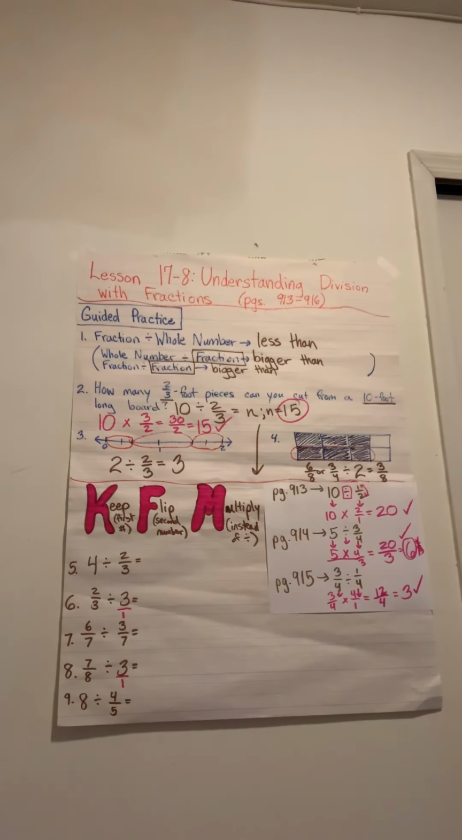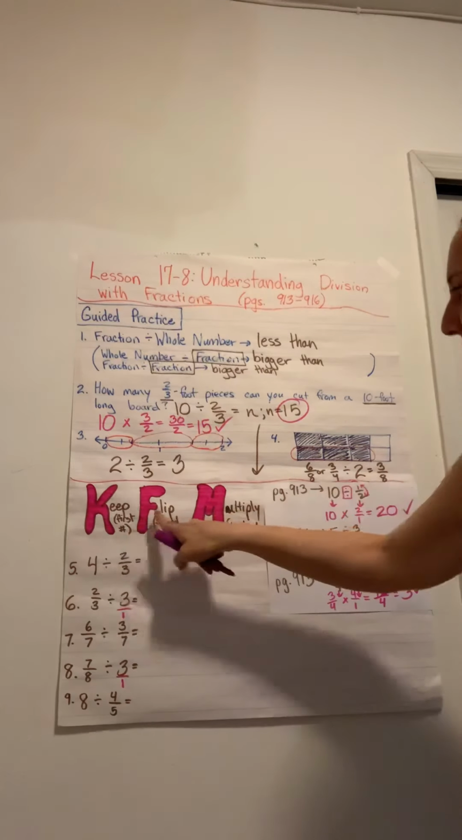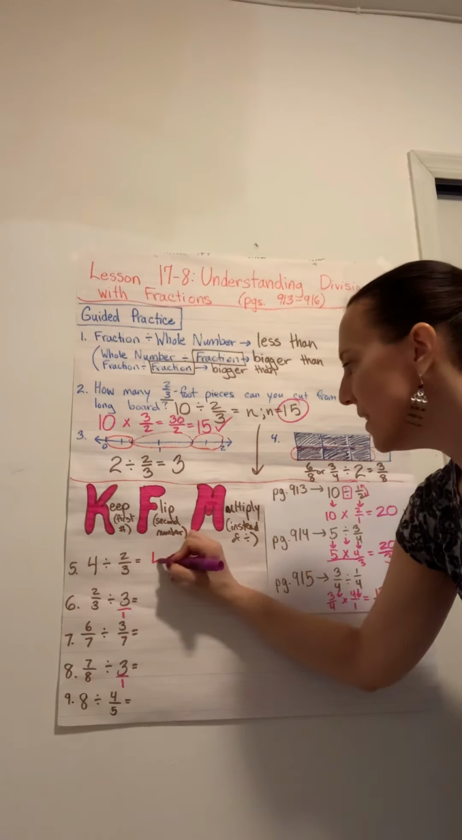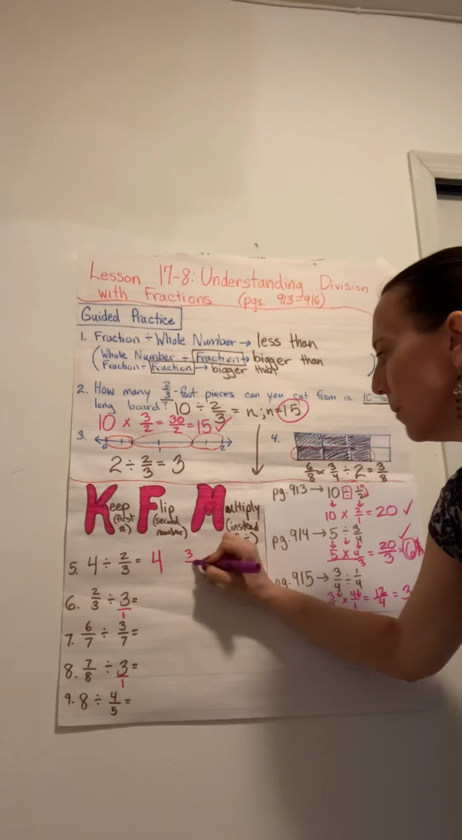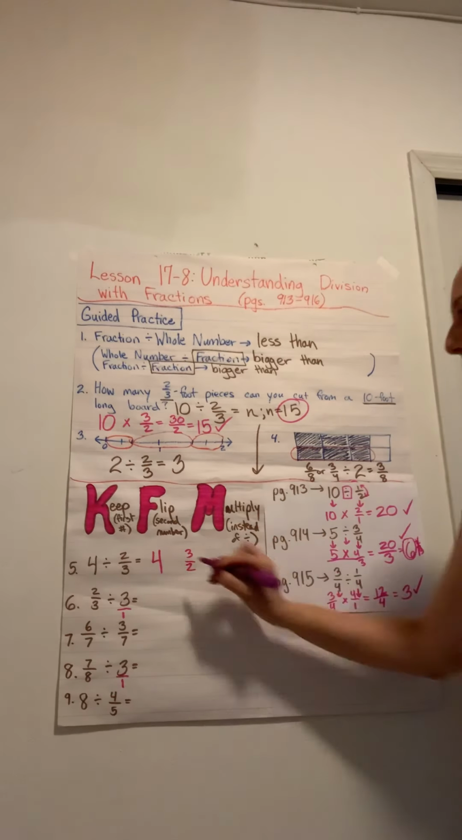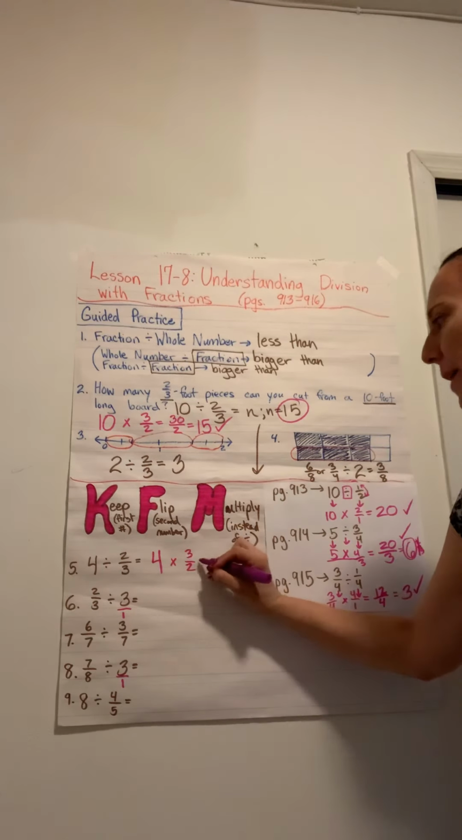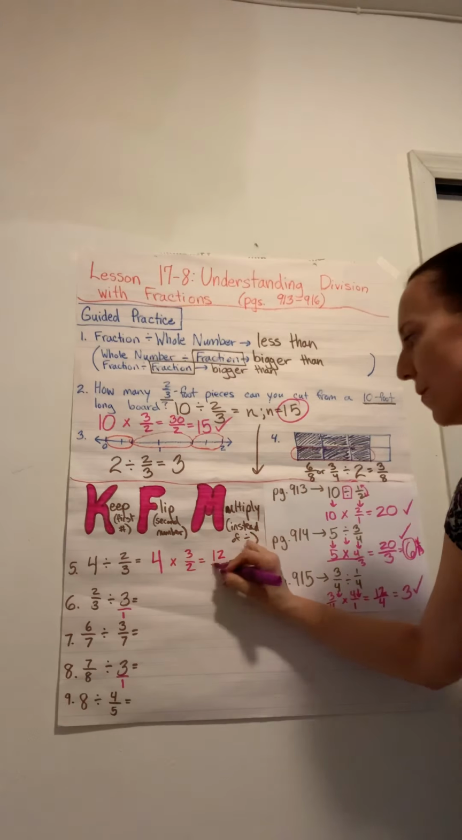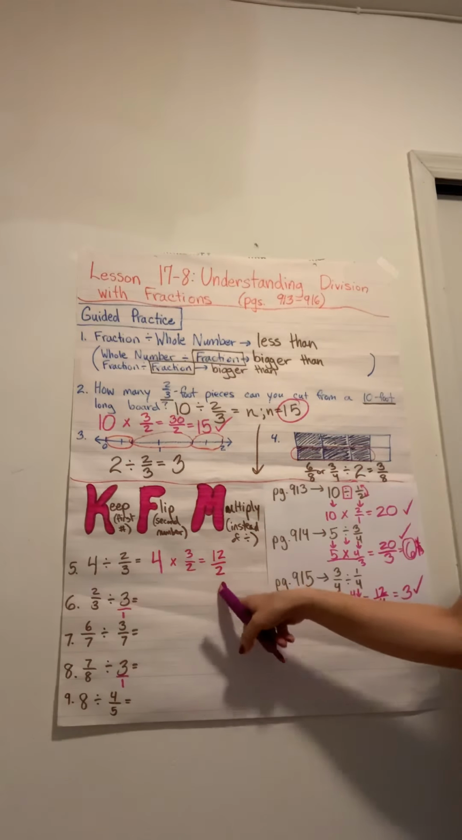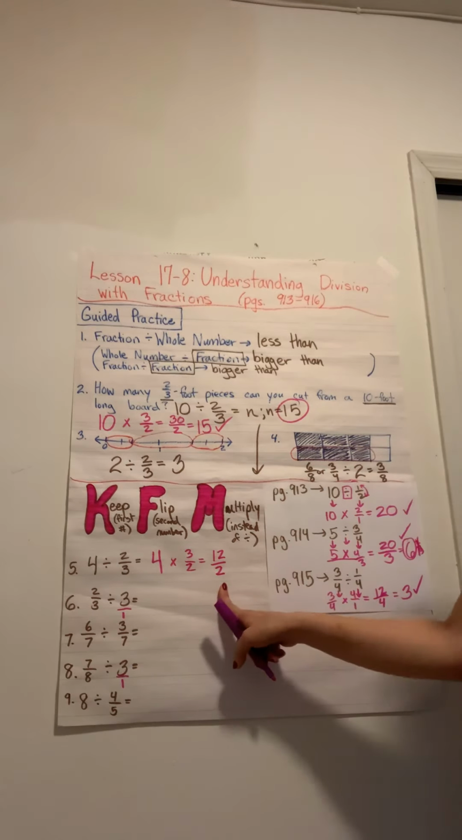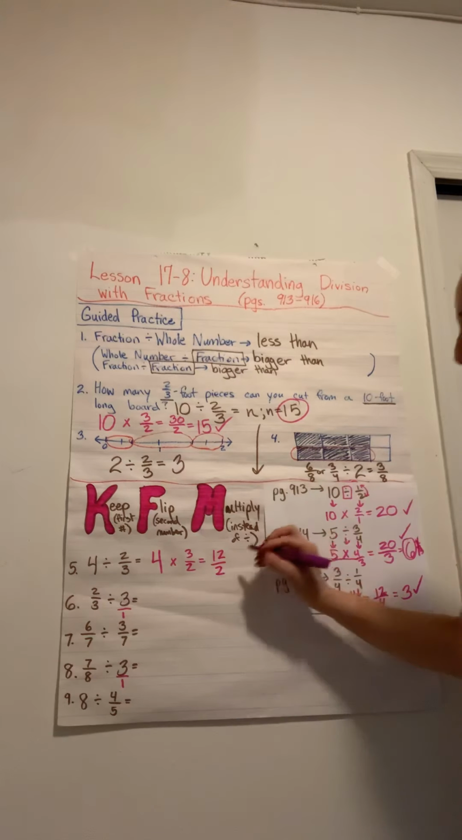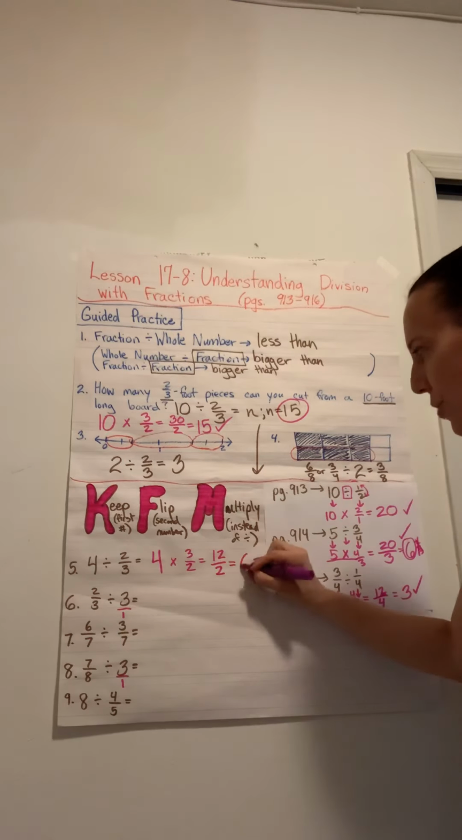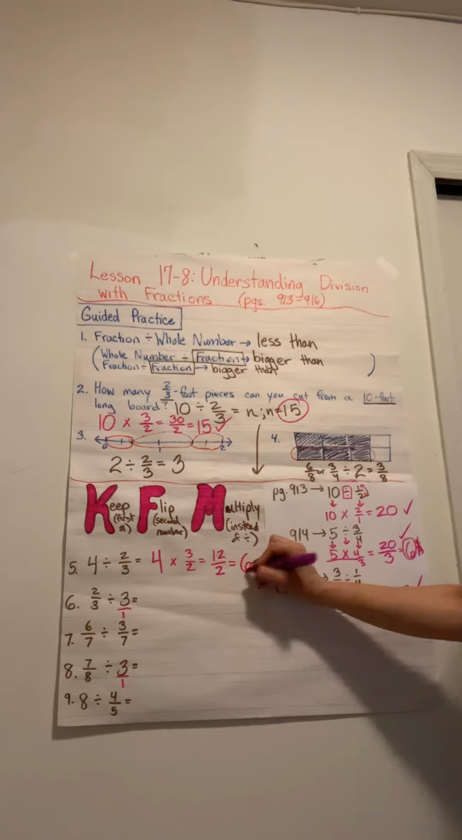All right, number 5, 4 divided by 2/3. We're just going to rewrite this with our KFM. 4 stays the same, 2/3 becomes 3/2, flipped over. Now I'm going to multiply. 4 times 3 is 12. Denominator's 2. We know fractions are division, so this is really 12 divided by 2. My answer should be 6.